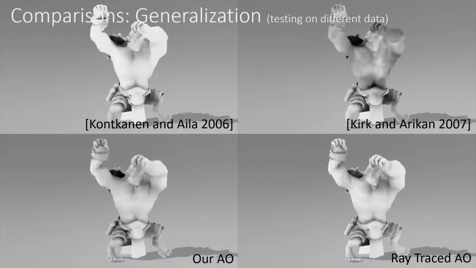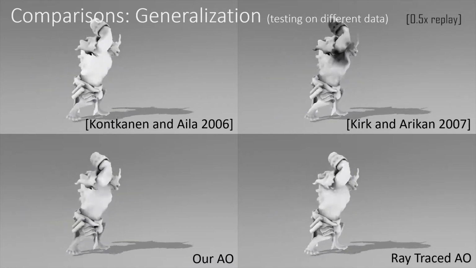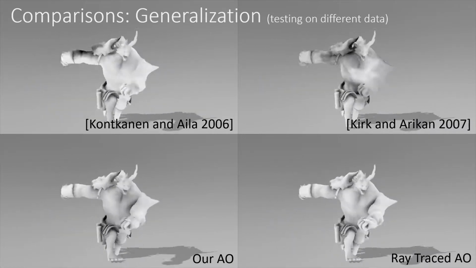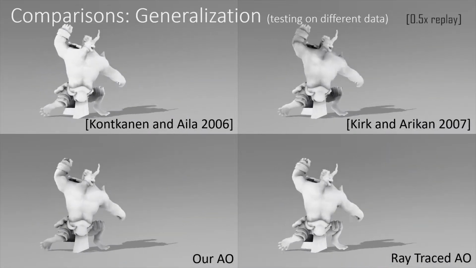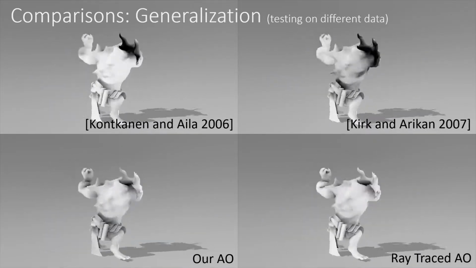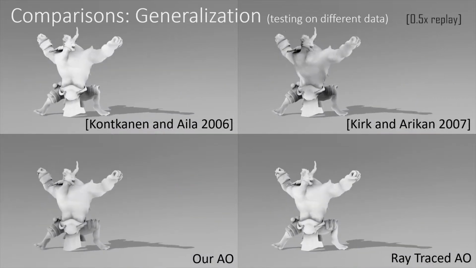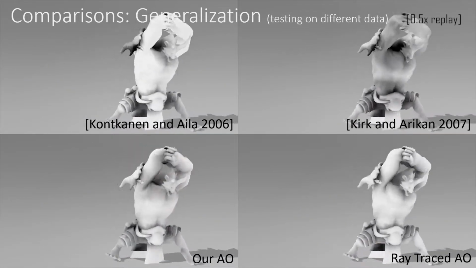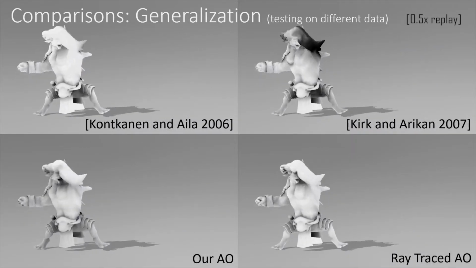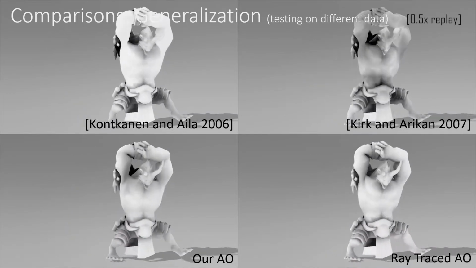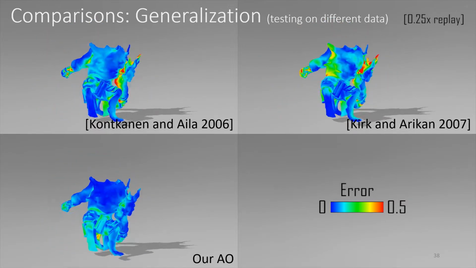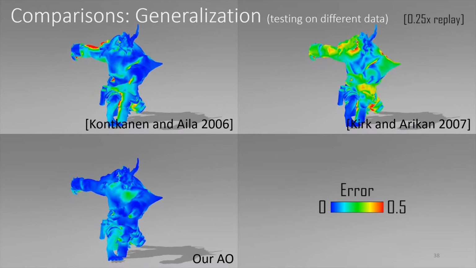In these examples, we show how well the method handles generalization. That's to say, the poses are different from the training data. We can see in this case that our model can still closely match the ground truth data, while the previous work starts to struggle. And again, here we can see the error compared to ground truth in the generalized situation.